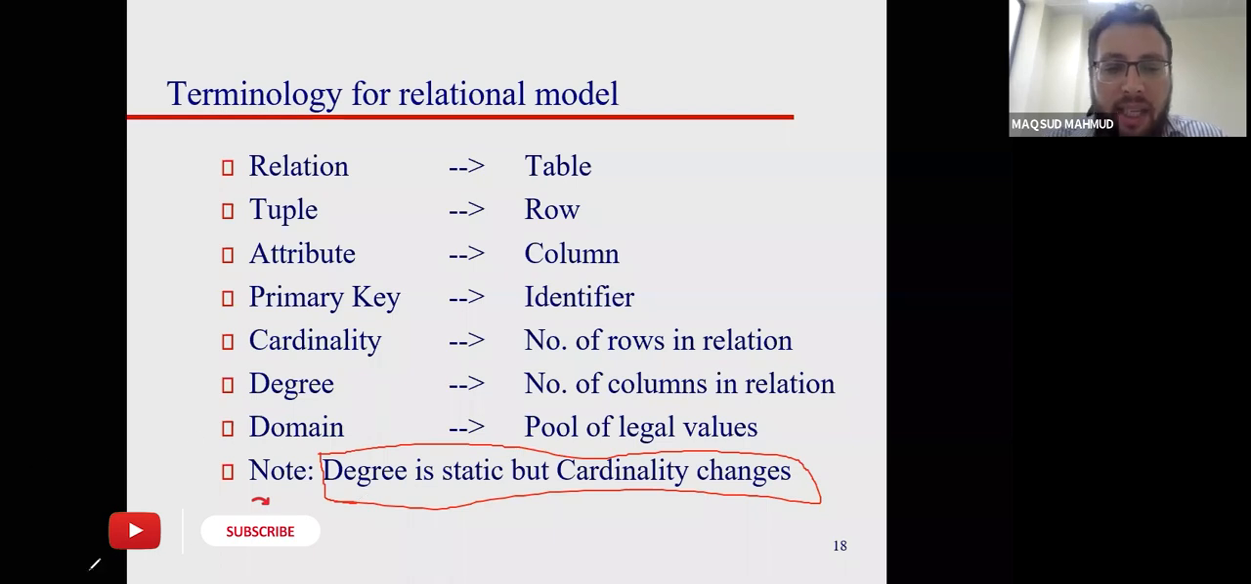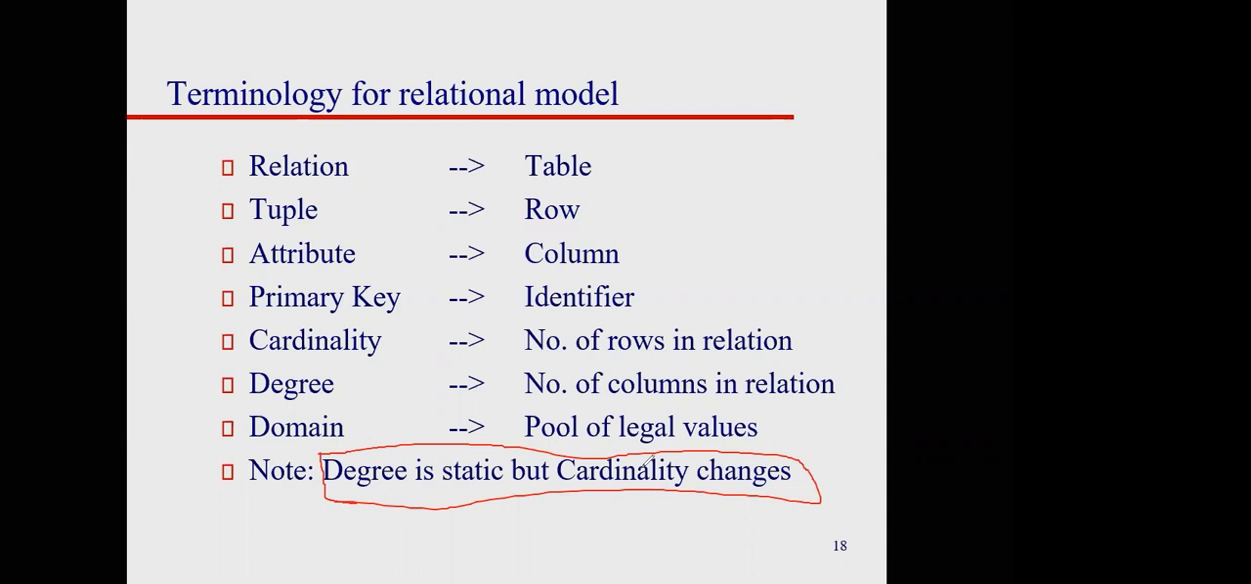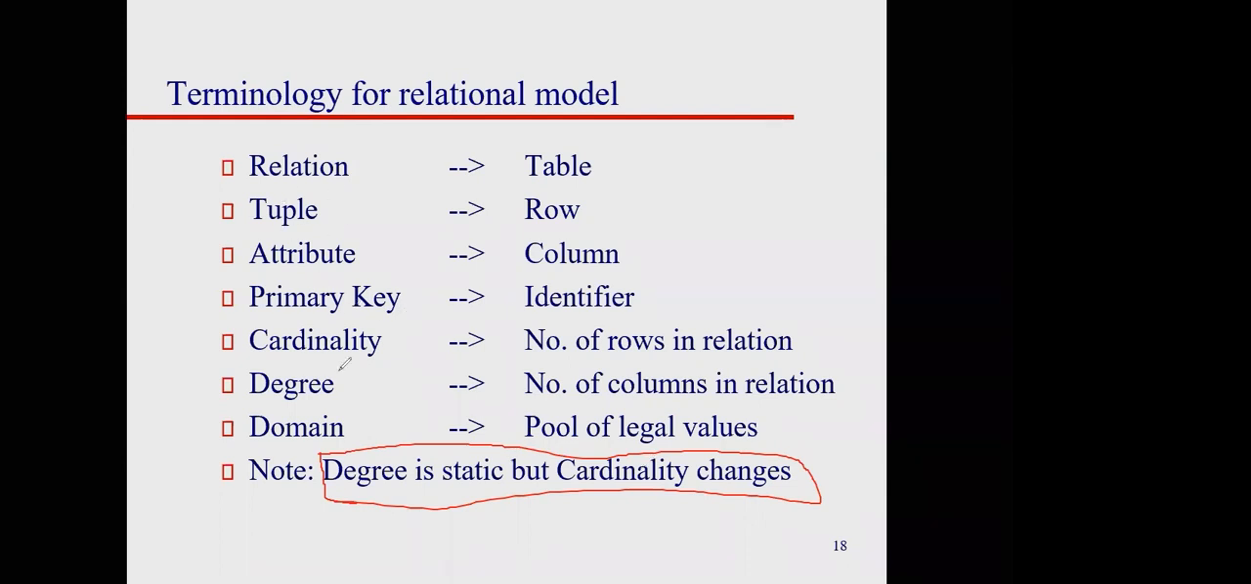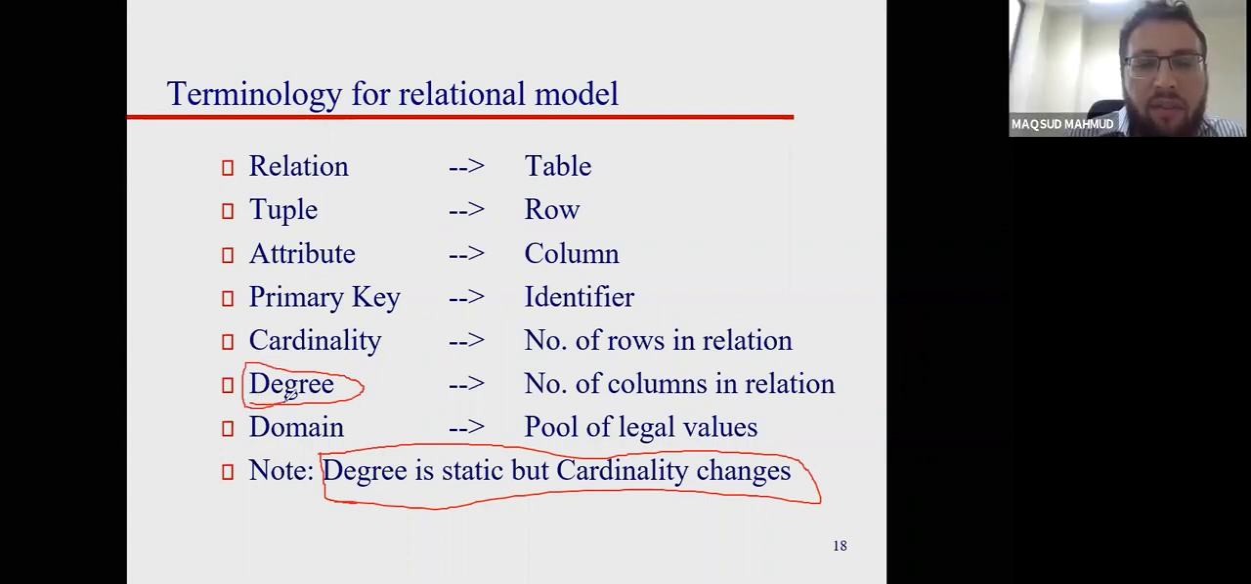But here it says the degree is static. So what does it mean? Static means not changing. So degree is static. Where is the degree? Because we have multiple rows that change. Degree is the number of columns, and usually we define the columns in the beginning. For example, if there are 5 columns, that's fixed. So in DDL, when you're creating the columns, that is fixed. So it is static.